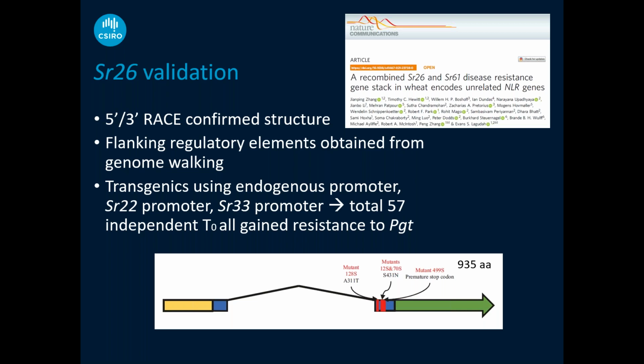And transgenics were made, three sets of transgenics, using the endogenous promoter, the SR22 promoter, and the SR33 promoter, which were previously cloned R genes. So in total, there were 57 independent transgenics, and they all gained resistance to stem rust.